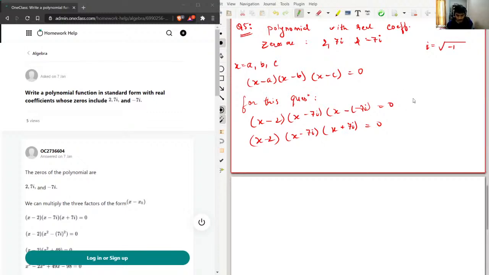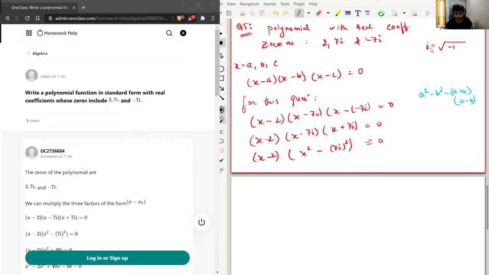Now I'm going to use one property here. It is a square minus b square equal to a plus b times a minus b. So I'll use this property for these two terms. So it will become x minus 2, x square minus 7i whole square, and this is equal to 0.